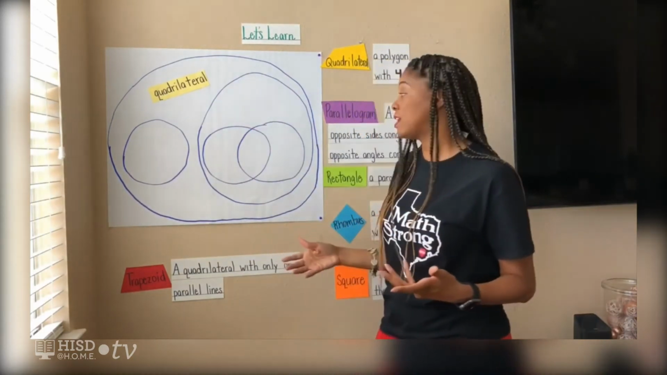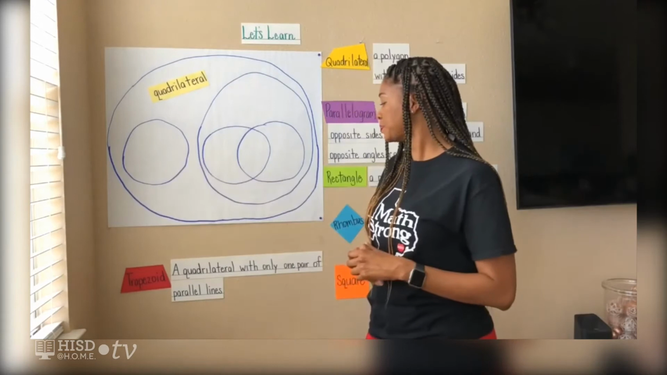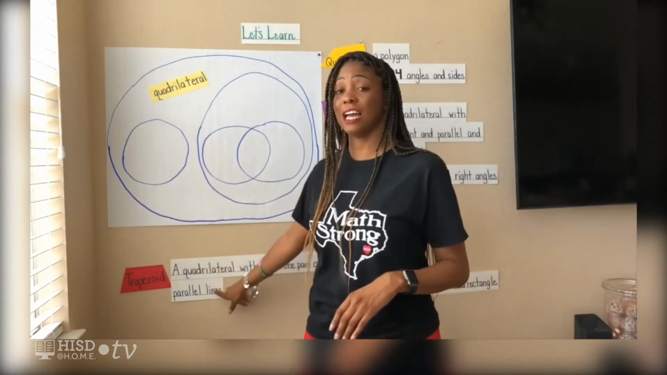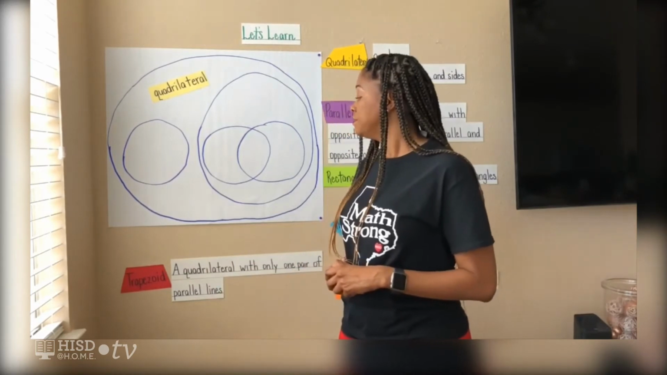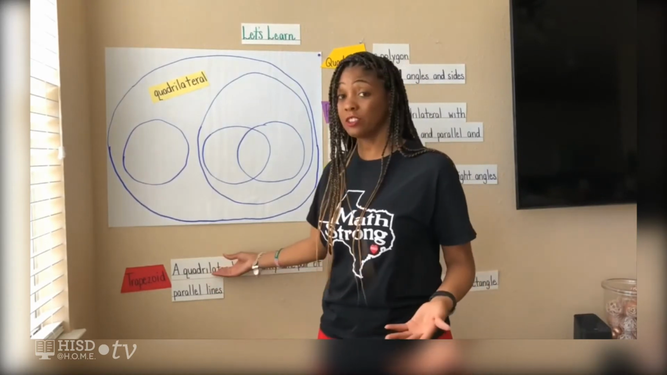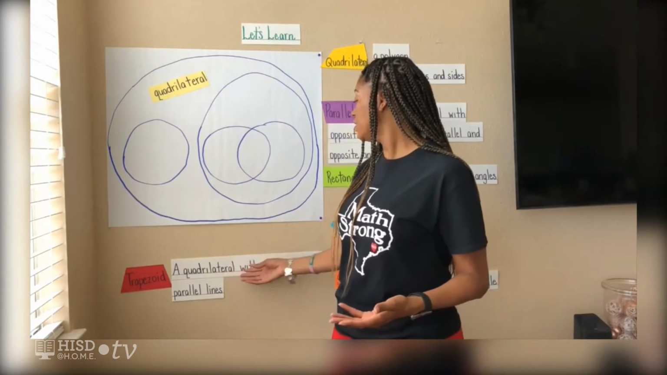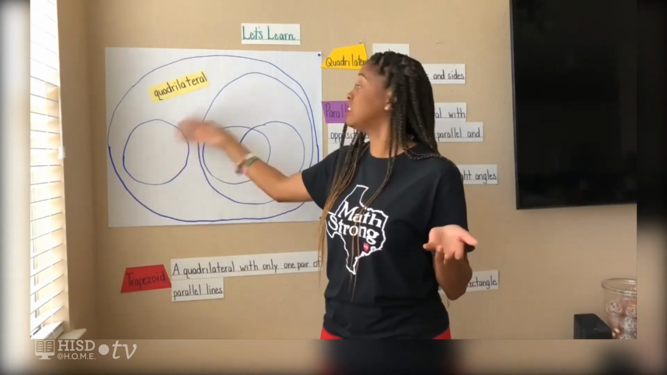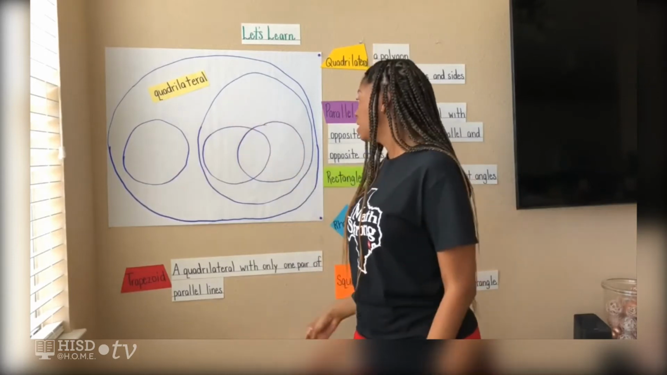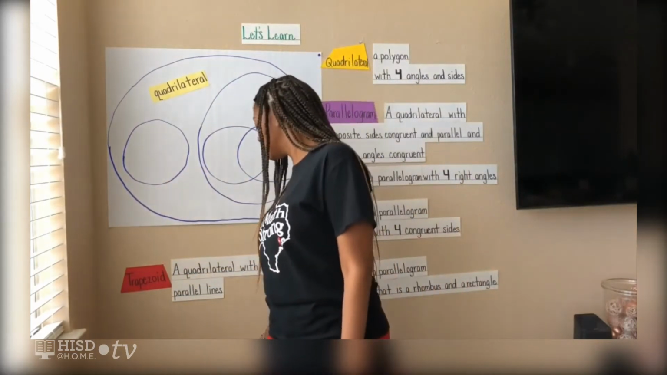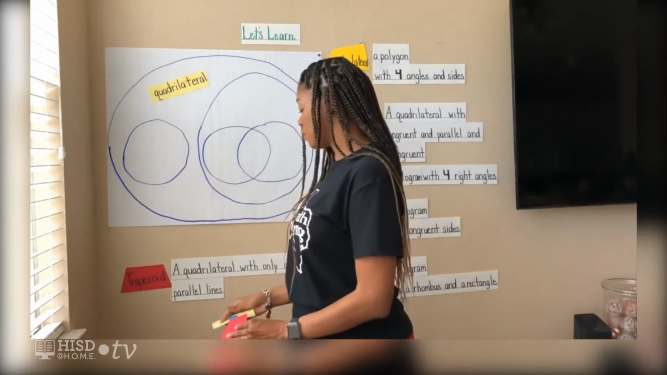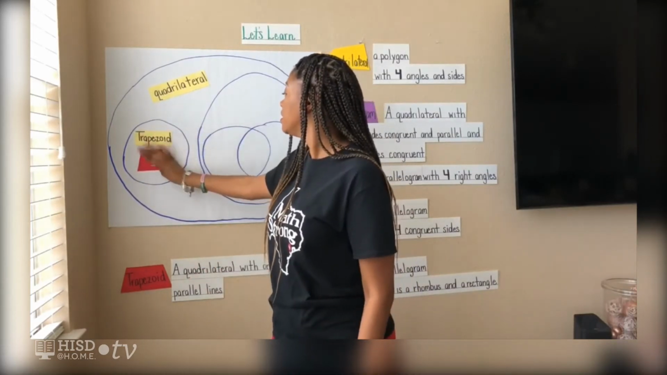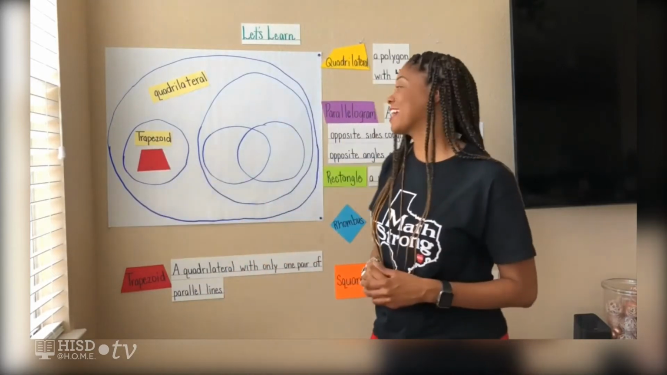So let's talk about the small one. It's a quadrilateral with only 1 pair of parallel lines. It's a quadrilateral, and right now it could go in either one, right? Because this is a quadrilateral and this is a quadrilateral. Let's just put it here, because it's the first one. So remember we said that was a trapezoid. And we're going to put the shape there so that you can have it as well.